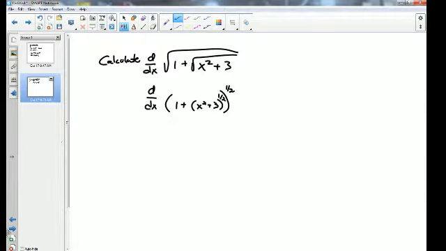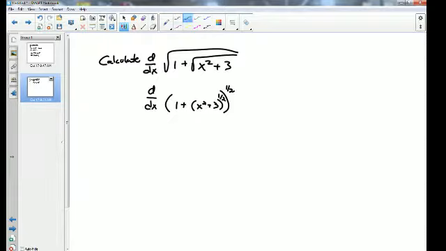I'm so lost. Why are you lost? Okay, when you're lost, you don't know where you are, so that would make sense. It's just a root inside of a root. So I took this to the 1/2 power, right? And then I rewrote the whole thing as a root to the 1/2 power.